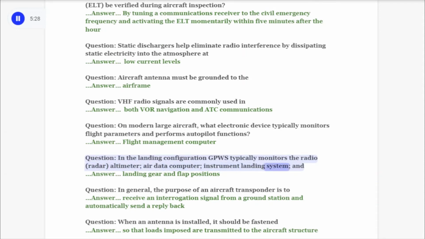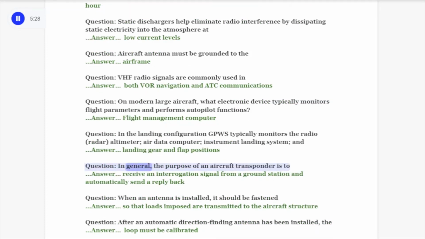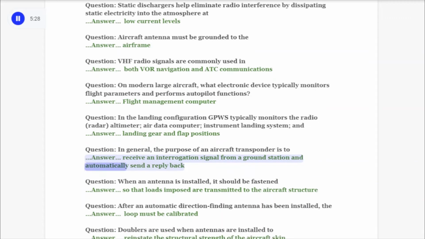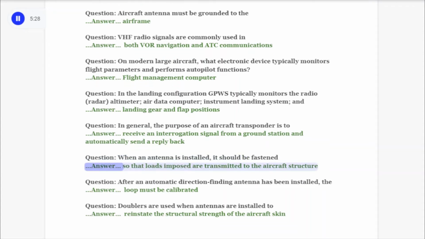landing system, and. Answer: landing gear and flap positions. Question: in general, the purpose of an aircraft transponder is to. Answer: receive an interrogation signal from a ground station and automatically send a reply back. Question: when an antenna is installed, it should be fastened. Answer: so that loads imposed are transmitted to the aircraft structure.